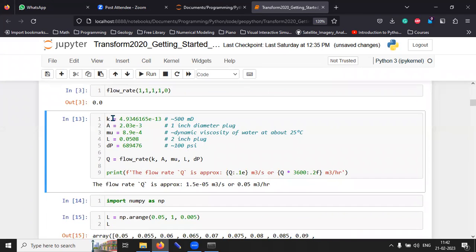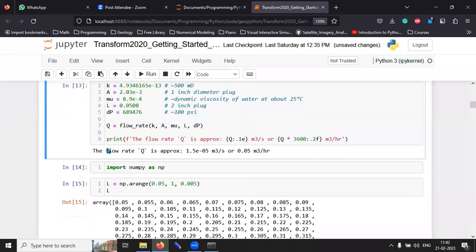Now, if we take a real life example, where we are using different values for the different parameters in the metric system, obviously, the MK system is given on the right-hand side, but the values being used are shown in green. And then we can generate the flow rate.